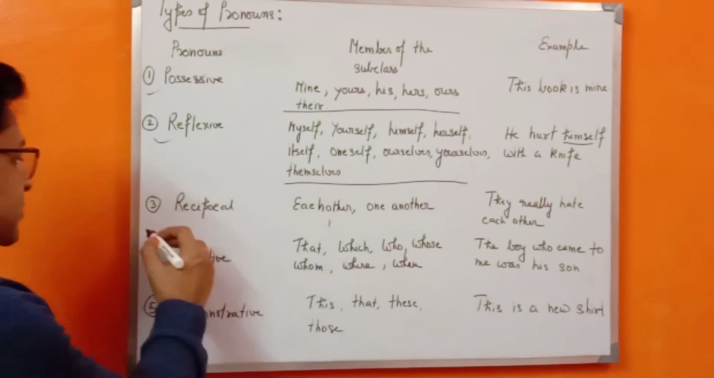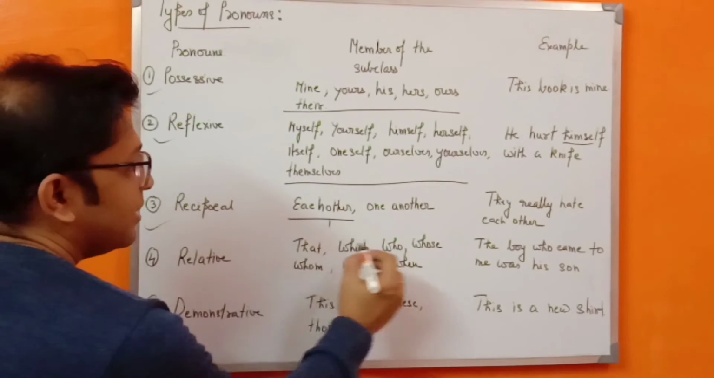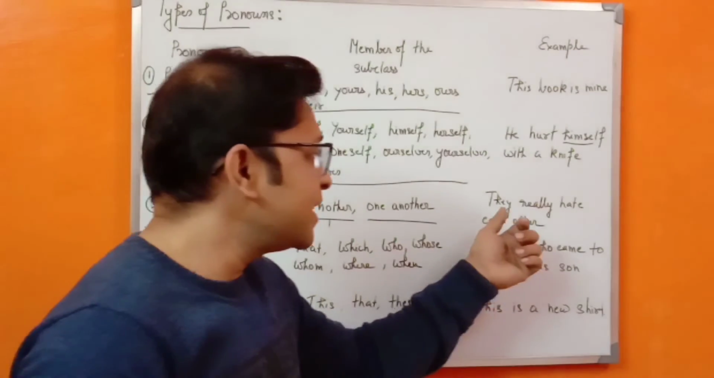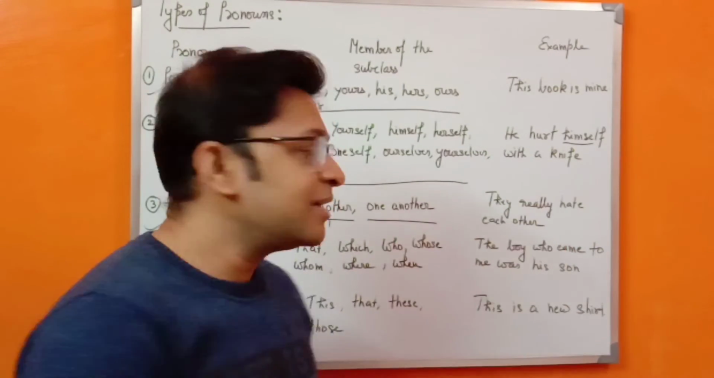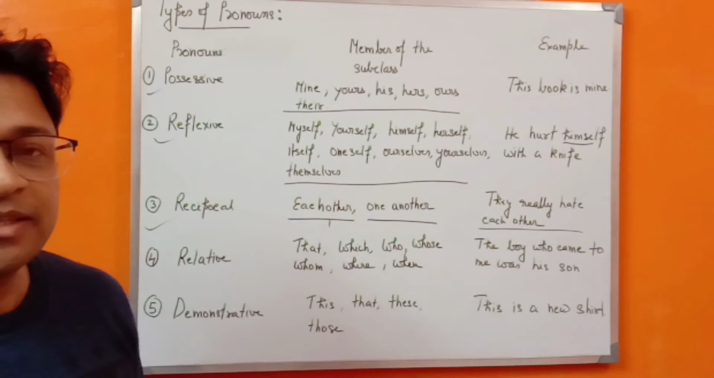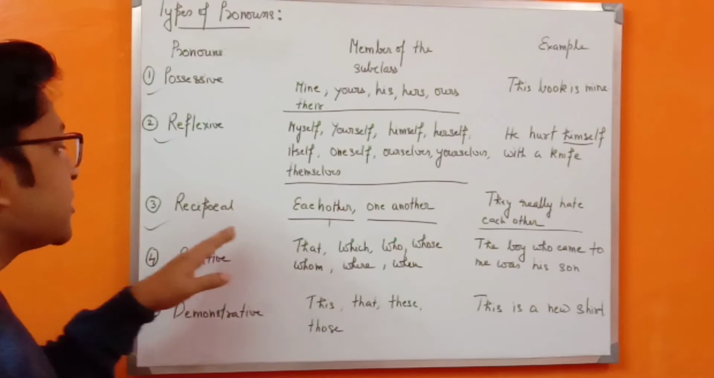Now, number 3, reciprocal pronouns. Which are these? Each other, one another. How are they used in a sentence? They really hate each other. So this is how it is used in a sentence. You have to remember these things. Which are the reciprocal pronouns?